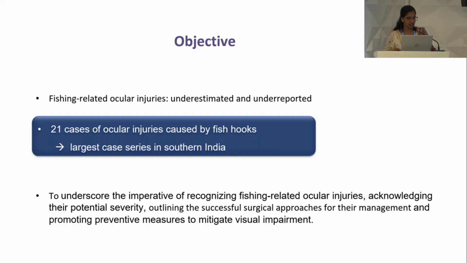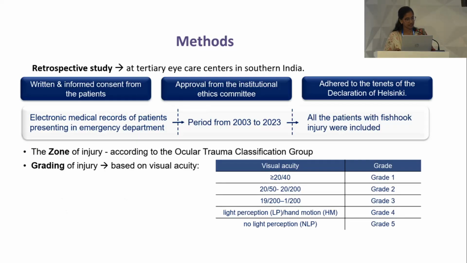In this case series, we aim to underscore the imperative of recognizing fishing-related ocular injuries, acknowledging their potential severity, outlining the successful surgical approaches for their management, and promoting preventive measures to mitigate visual impairment. This is a retrospective study done for a period from 2003 to 2023. All the patients with fish hook injuries were included.